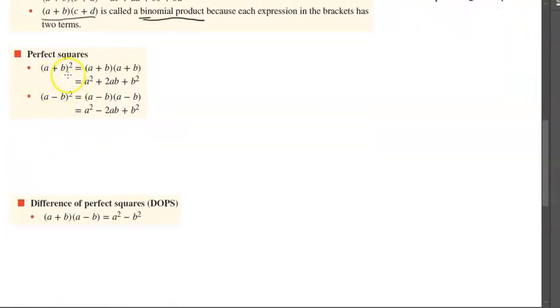So (a + b) all squared. This is just (a + b) times (a + b). Now again, this is where the first, outside, inside, last comes into play. So we do that, do this, and do this. And what we end up getting is a squared plus 2ab plus b squared.